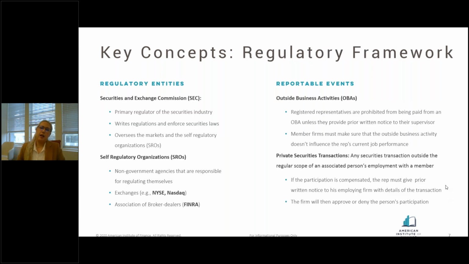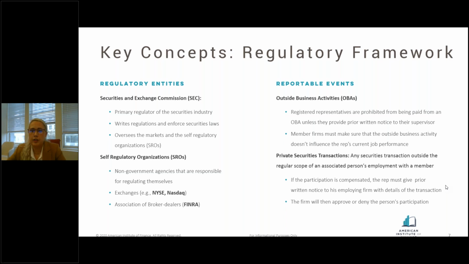And then finally, we have the last main block of the SIE exam, which is the regulatory framework. I believe we're talking about 10 or 15 questions on this, but the questions that you will find on this are a little bit more detailed and will require a little bit more attention. So I like to talk about 2 main aspects of the regulatory framework, but obviously there are a lot more regulations and questions about this. But essentially, you have on one side the regulatory entities, and on the other side, reportable events.